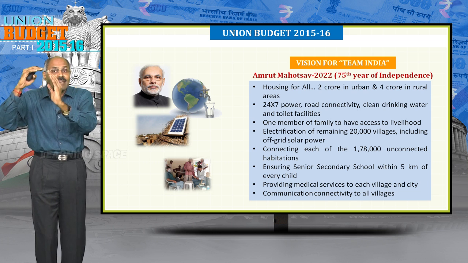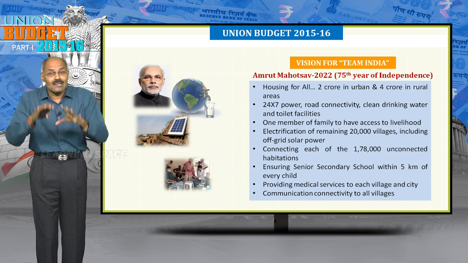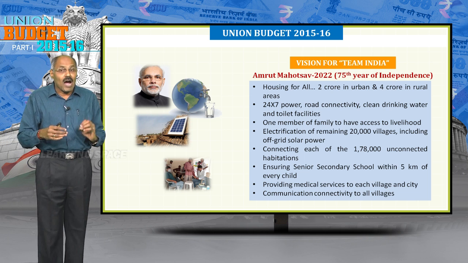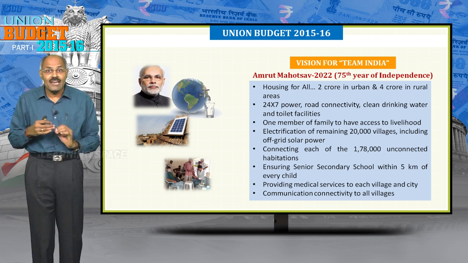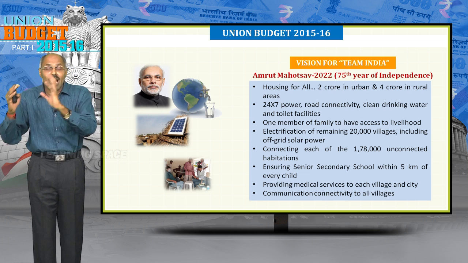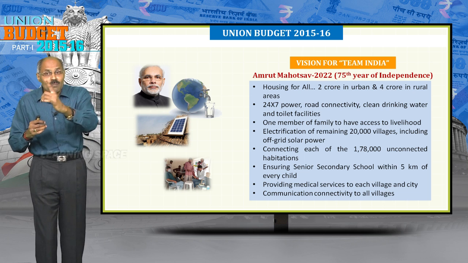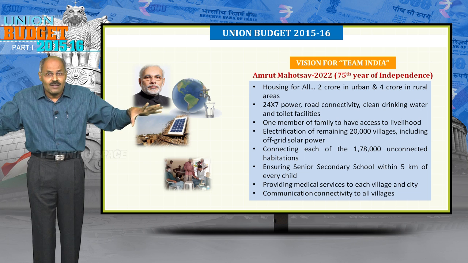And before celebrating that Amrit Mahotsav, the government intends to complete these activities before 2022, that is housing for all. Government wants to construct 2 crores in urban areas and 4 crores in rural areas, so as to make housing for all a reality. Second one is 24/7 power supply to each and every habitation across the country.